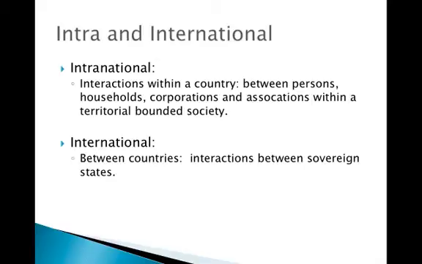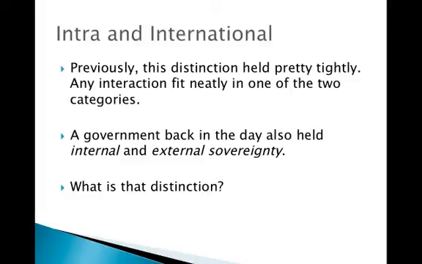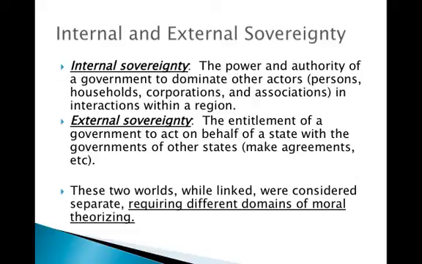Now, I told you to remember that, but I also said it's obsolete. Why? So I said previously this distinction held pretty tightly. Any interaction fit neatly in one of the two categories. A government back in the day also held internal and external sovereignty. What is that distinction? Well, internal sovereignty is the power and authority of a government to dominate other actors, persons, households, corporations, and associations in interactions within a region. External sovereignty is the entitlement of a government to act on behalf of the state with the governments of other states, make agreements, etc. So like a treaty between the United States and Canada would be the United States and Canada using their external sovereignty, and a law passed in the United States that says that Americans can only vote once in an election would be internal sovereignty.